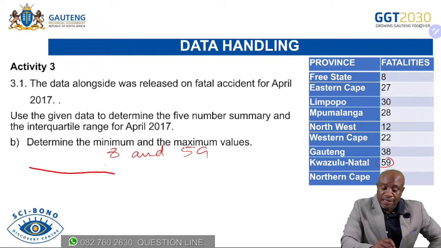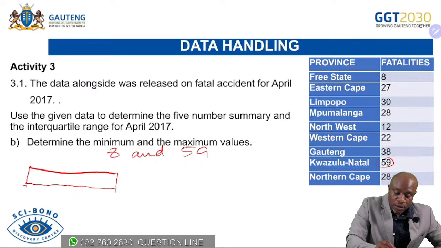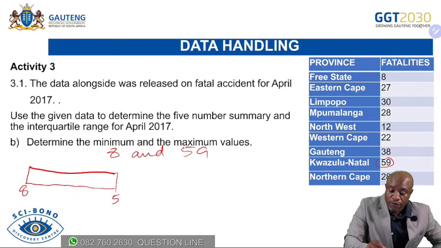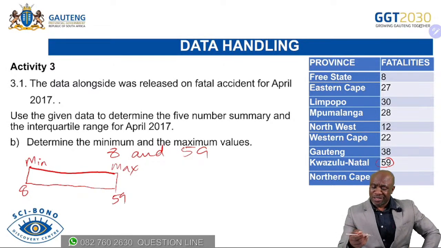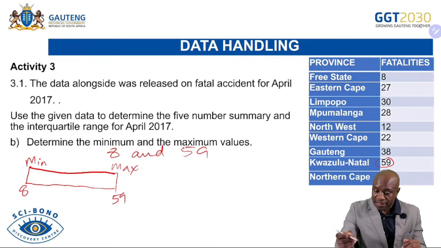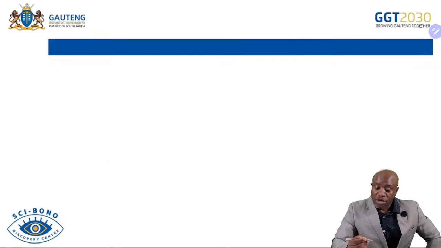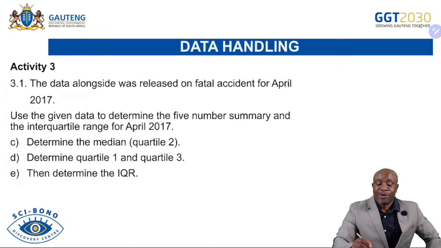So you can see that our data now has a minimum of 8 and a maximum of 59. So that's our first part of the 5-number summary, the two values. Now, these will not tell us a lot because they just tell us the lowest was 8 and the highest 59. 8 people died through accident in April 2017 in one of the provinces, and the highest was 59. Now, then we get into the middle of the data now. The question is, determine the median.